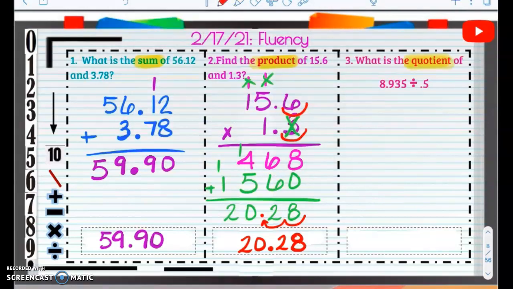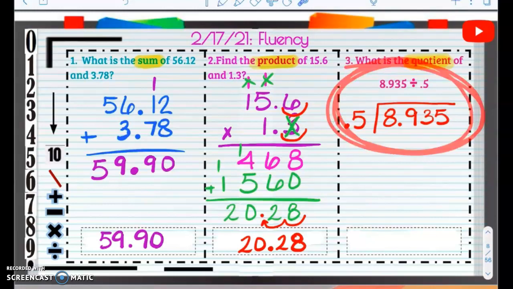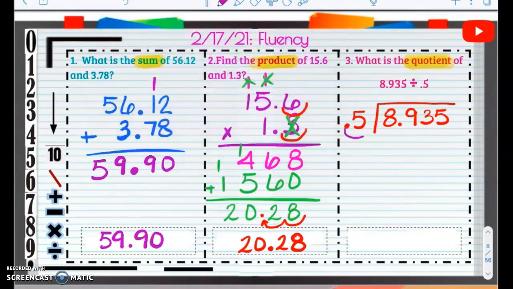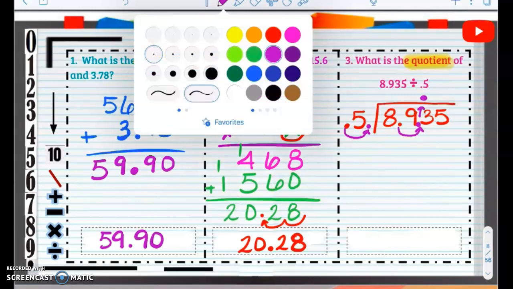Last but not least, what is the quotient? Quotient means we're going to divide. All right, so this one's a little bit tricky. We have 8 and 935 thousandths divided by 5 tenths. What we need to do here, this is important, since we do have a decimal on the outside, we need to move that in 1 to make it a whole number. If we do that on the outside, we have to do it on the inside. So we're going to move that in 1, and then we'll pop it up. So now we have that decimal in our new location.